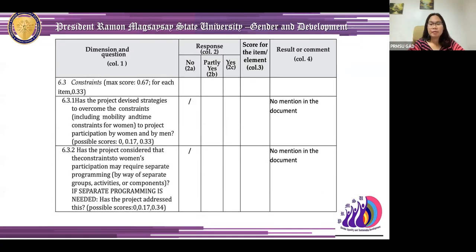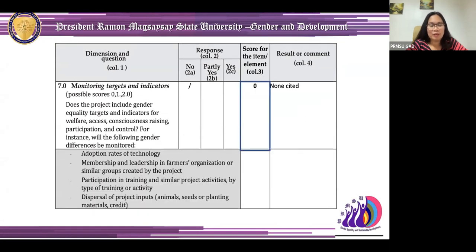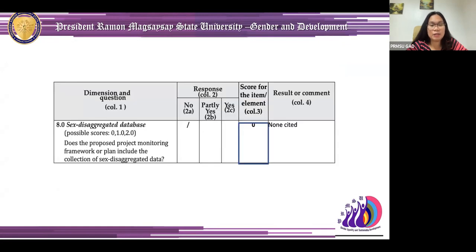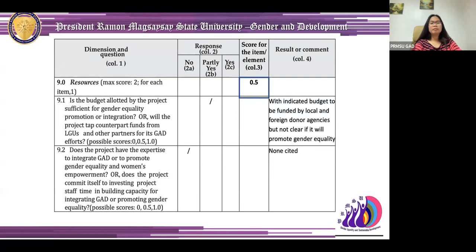Okay, next. Has the project devised strategies to overcome constraints? Diba nga, along the implementation, you will be able to identify na constraints. So, pwede nyo na sabihin din ano yung mga naging plans nyo to address those constraints. Diba? Okay, so monitoring and indicators. Does the project include gender equality targets? So, tingnan kung nandoon nakasite sa ating program or sa ating document. And then after the implementation, even the monitoring, yun nga, yung sex disaggregated data, whether nag-improve po ba yung skills nila or hindi. So, you have to indicate.